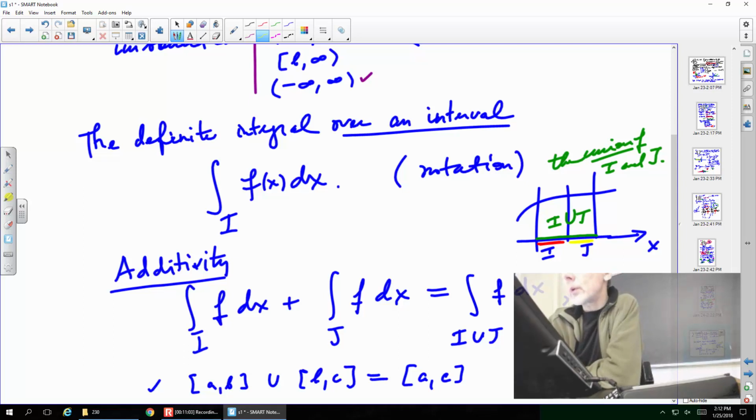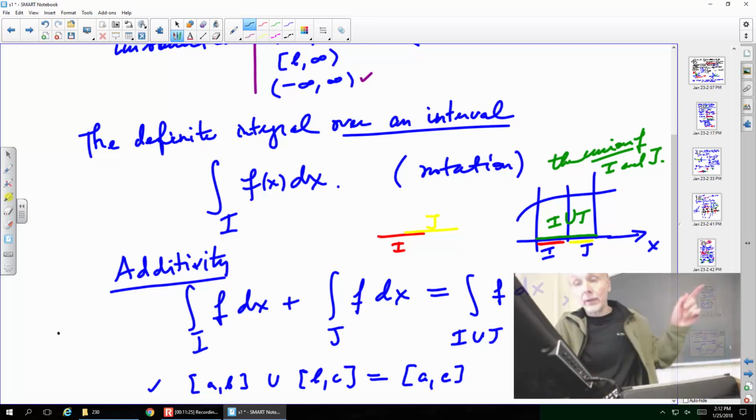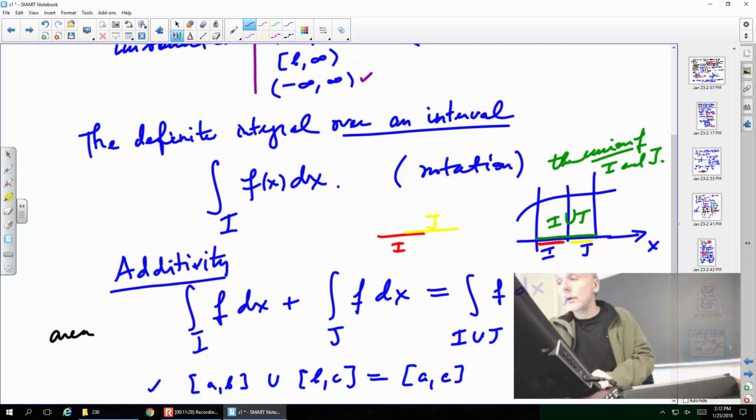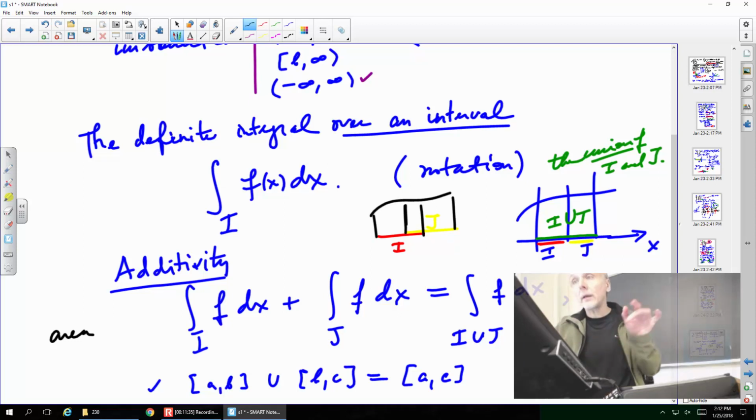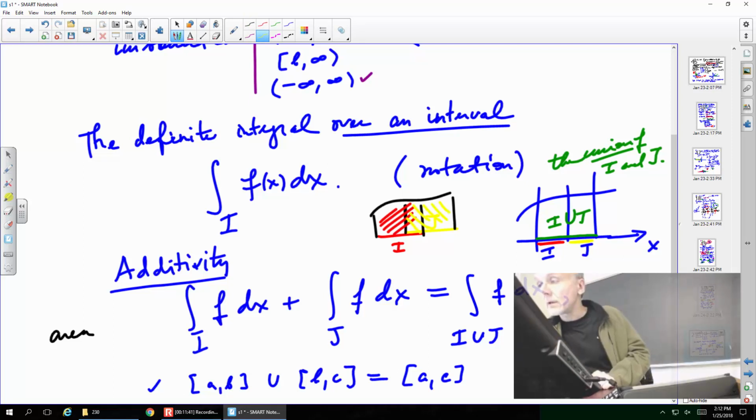What I'm saying is, what if the picture was different? What if this was I and this was J? Would the formula still be true? No. Why not? They overlap. The intervals overlap, which means that the area that we are counting, these are areas after all, will be double counted. If there's a function there, then the area above I is this, the area above J is that, and one piece of the area is double colored, so it is double counted.